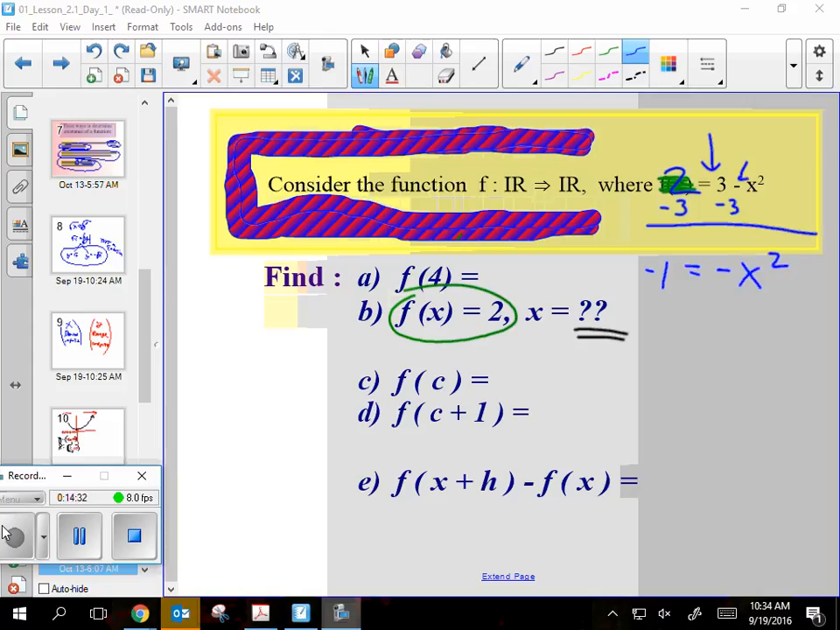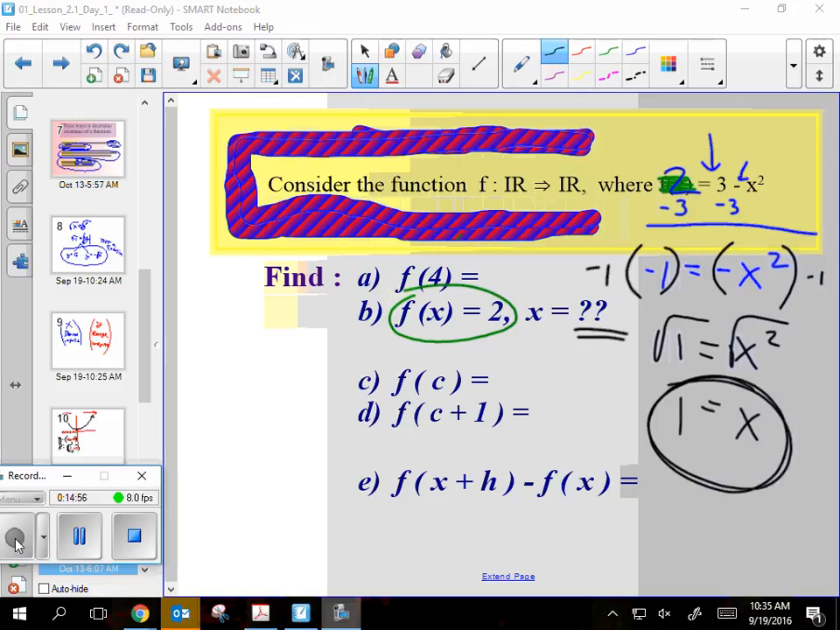Next mistake people make is they try to take the square root right now. You can't, because the x is not alone yet. What's on the x I have to get rid of? Negative 1. I multiply both sides by a negative 1, and then that becomes positive x squared equals positive 1. Now I can take the square root. Square root of x squared is x equals, square root of 1 is 1.